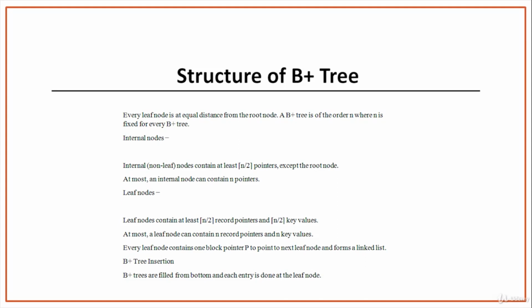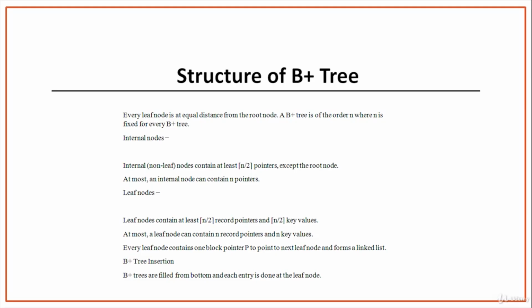Leaf nodes: leaf nodes contain at least n over 2 record pointers and n over 2 key values. At most, a leaf node can contain n record pointers and n key values. Every leaf node contains one block pointer P to point to the next leaf node and forms a linked list.